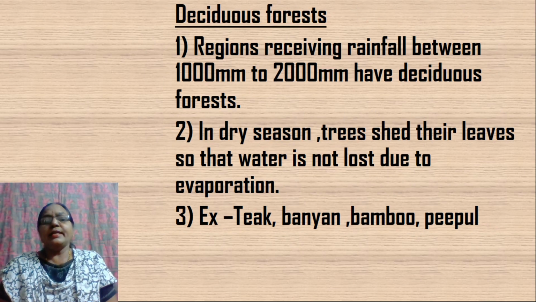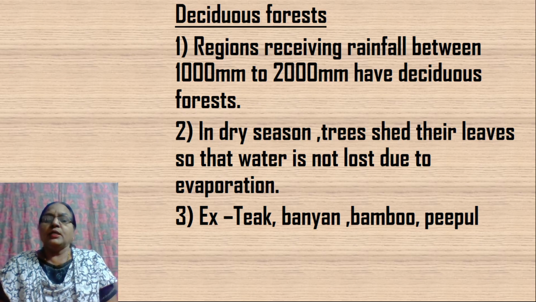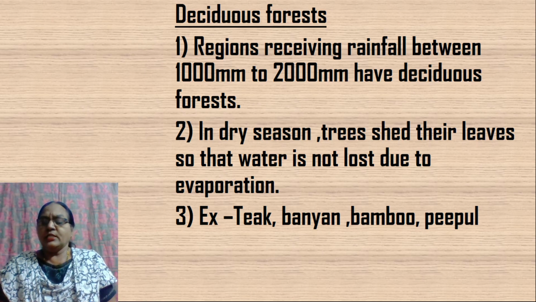Now next is deciduous forests. Now as we have already seen from the map, maximum forests in India are of deciduous variety. Deciduous trees are usually found in regions which receive about 1000 millimeters to 2000 millimeters. And these trees usually shed their leaves at the onset of the dry season, that is, say, as soon as winter, as soon as winter from one season to the other.